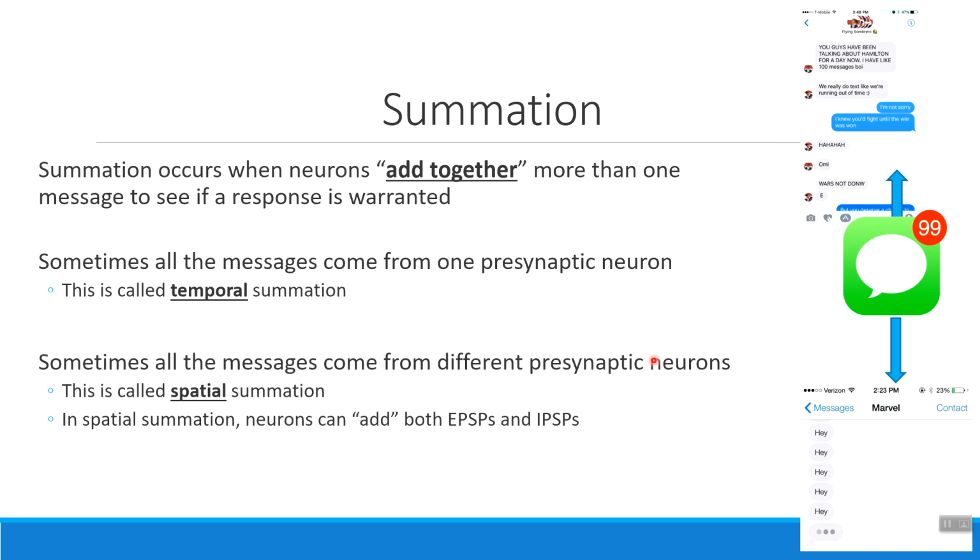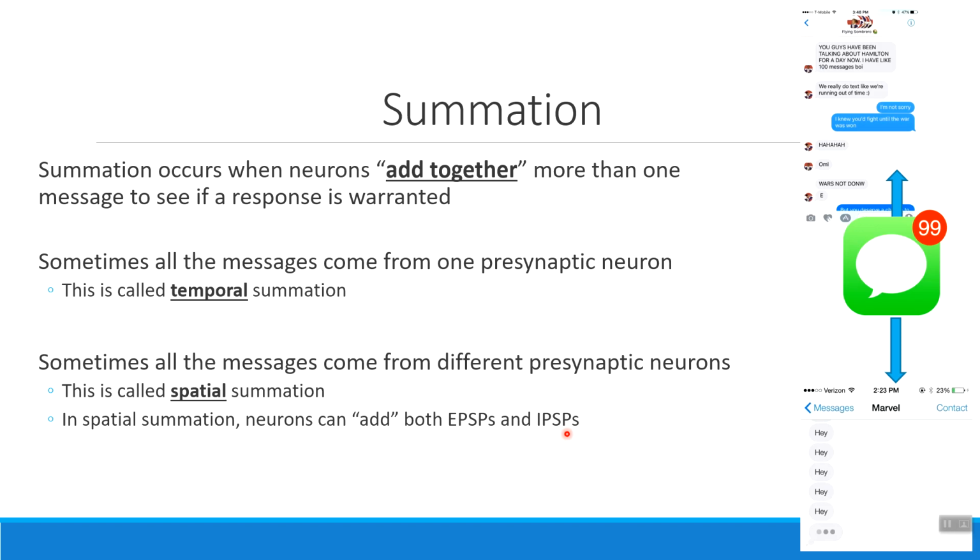Something I want you to underline, highlight, star underneath spatial summation is that spatial summation can include both EPSPs and IPSPs. Remember that EPSPs were excitatory postsynaptic potentials. Excitatory postsynaptic potentials are changes that make my membrane charge go up. So I can get messages that make me excited, that make my membrane charge go up. I can also receive IPSPs. IPSPs were inhibitory postsynaptic potentials.